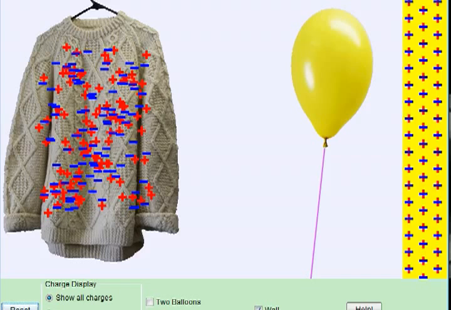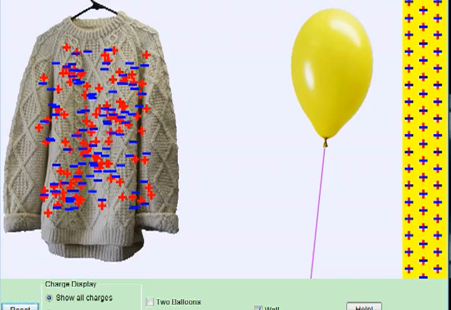And so to make sense of this, this simulation shows us a little bit more about what's going on. On the left here we have a jersey, and the jersey is neutral. This is shown by the fact that we have an equal number of red pluses to blue minuses. And the blue minuses represent electrons there.